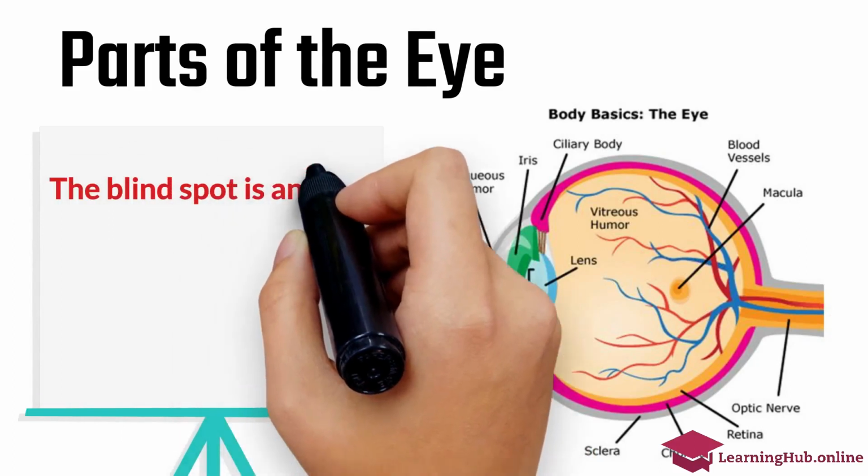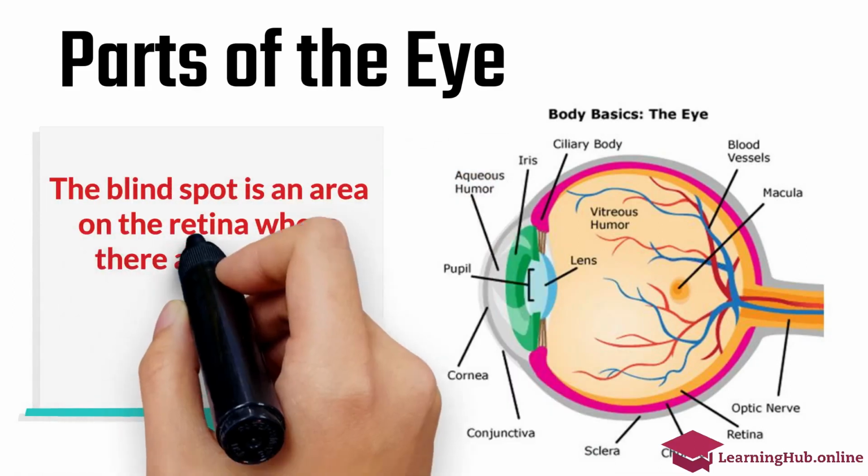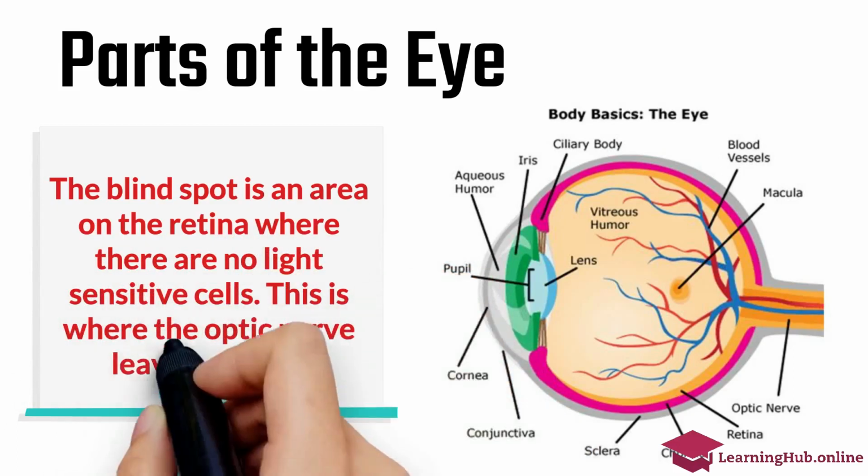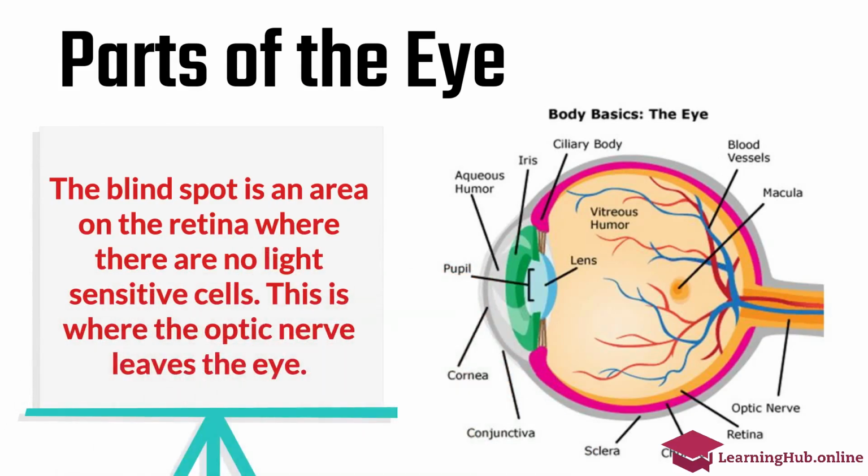The blind spot is an area on the retina where there are no light-sensitive cells. This is where the optic nerve leaves the eye.